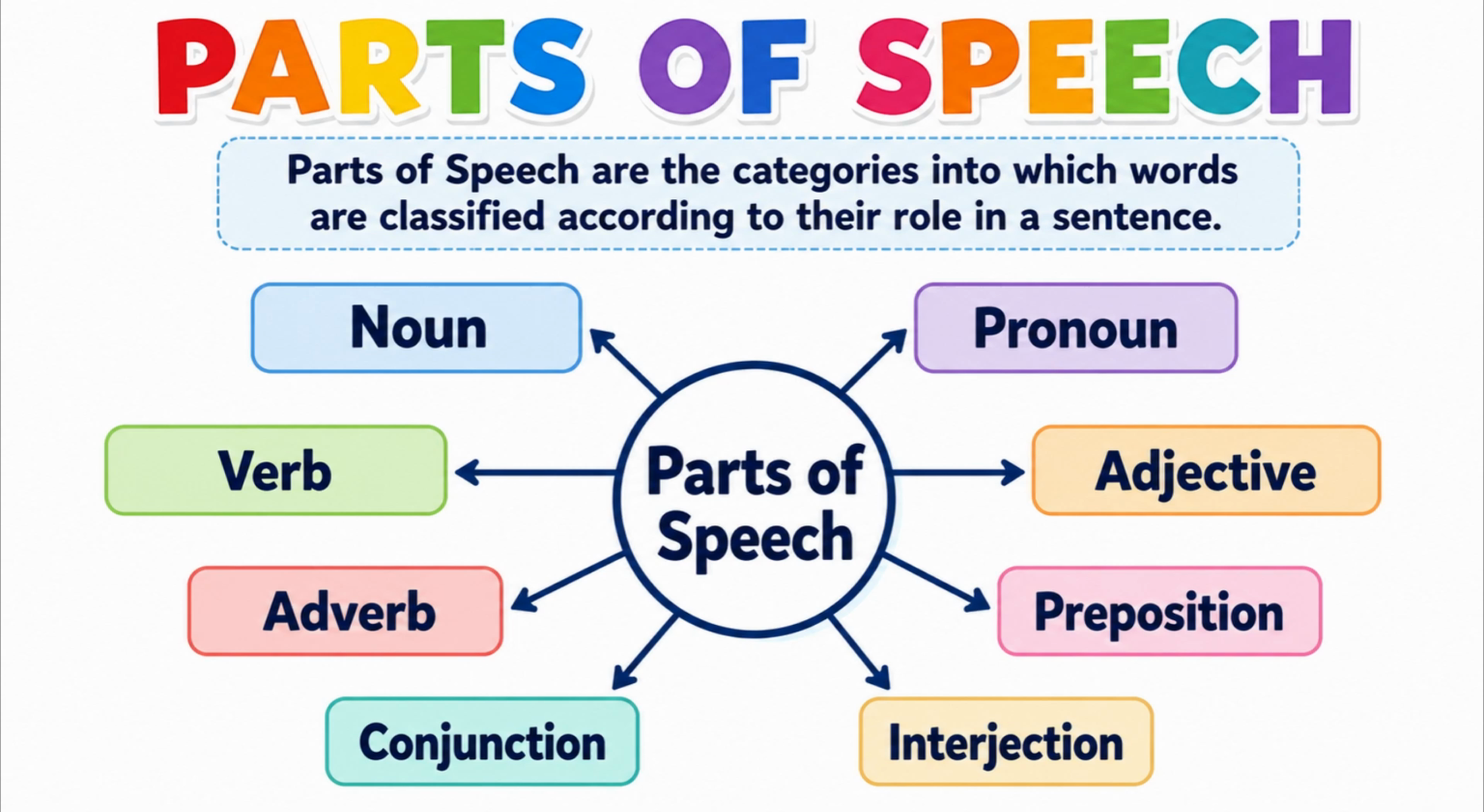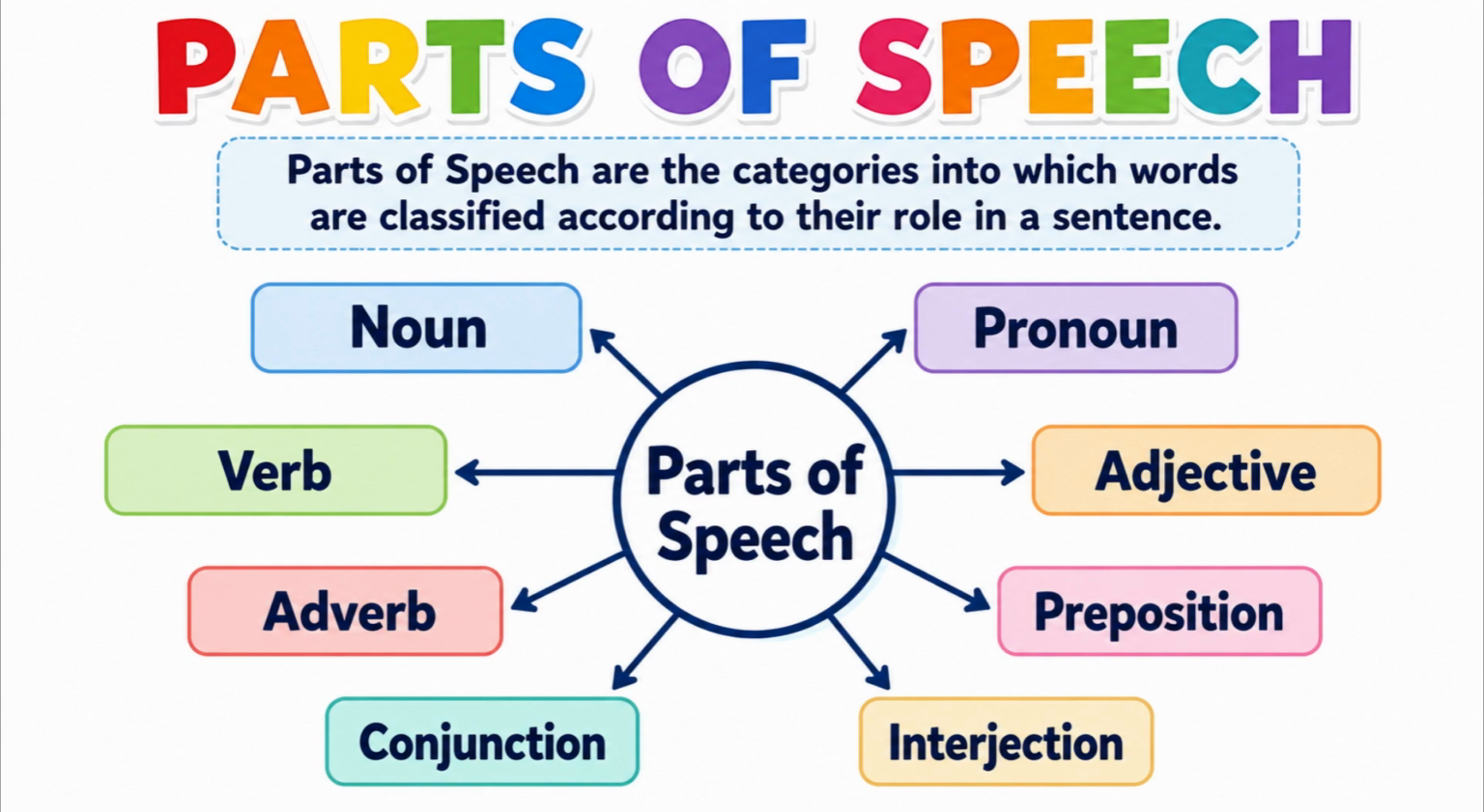Every word you speak, every word you write has a job. Just like workers in an office, words have roles. Some name things, some describe, some connect, some show action. And today we are going to meet all 8 of them. These are called the parts of speech. And once you understand them, you will never look at a sentence the same way again.